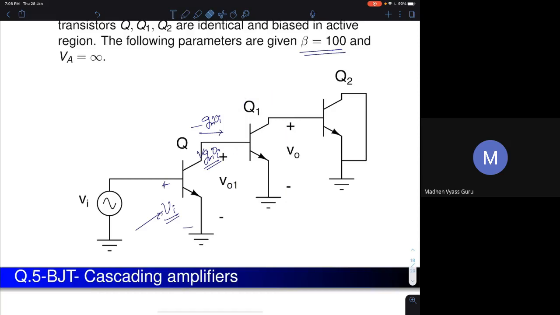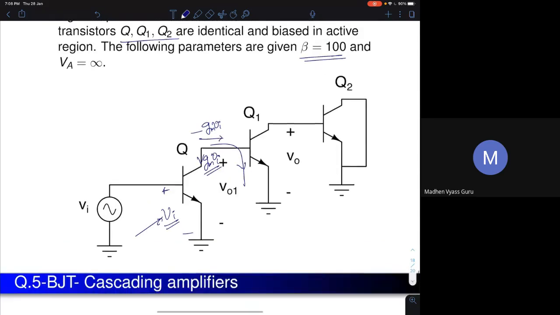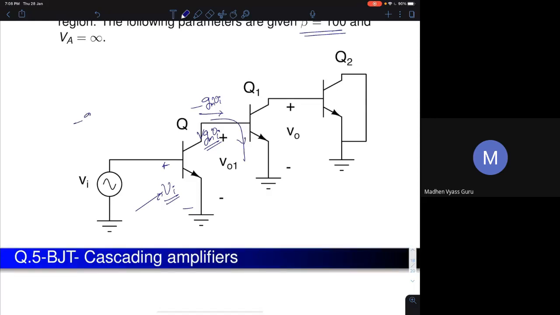So now this current has to flow into R pi of Q1. They are all identical transistors, as I've given in the question. Because they are identical, you will have a voltage gain of gm into R pi into Vi. So what is the value of gm into R pi?